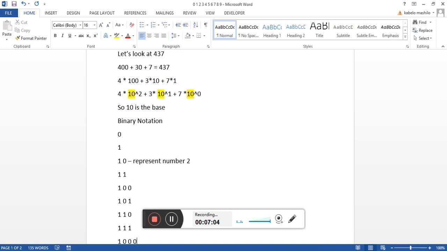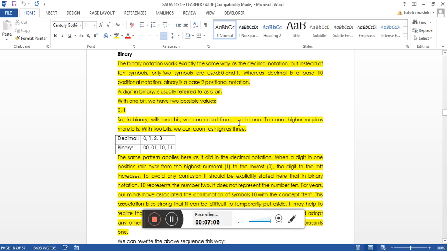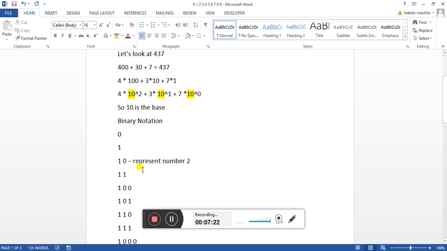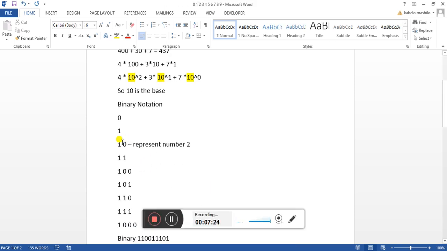Just to explain further, let's go back to our learner guide. In binary with 1 bit, we can count from 0 to 1. To count higher requires more bits. As I have explained here, and as we could see from our slide, if you want to count further, it will require more bits.